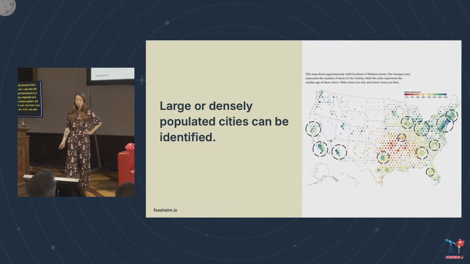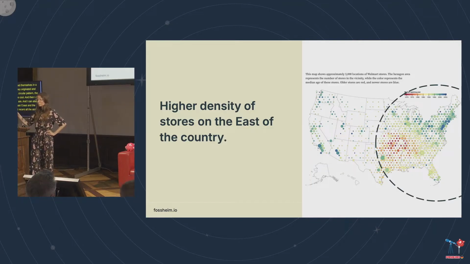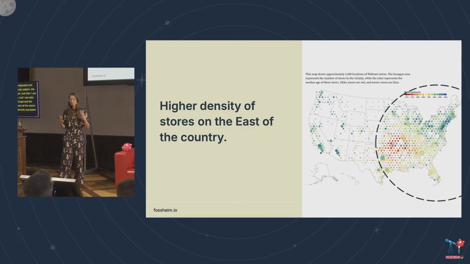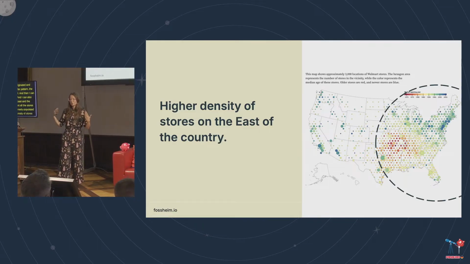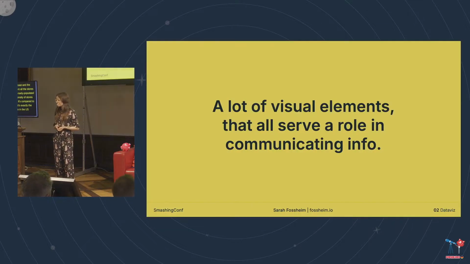I can in general identify densely populated areas, and I can see that there's a high density of stores on the east of the country, and if you were to compare this with a map of the US of where people live, it's actually the exact same, so I can even tell where the people in the US live based on looking at a 600 by 400 pixel chart on my screen. And that's a whole lot of visual elements, and all of those have to work together, and all of those play a role in communicating a specific point of information.